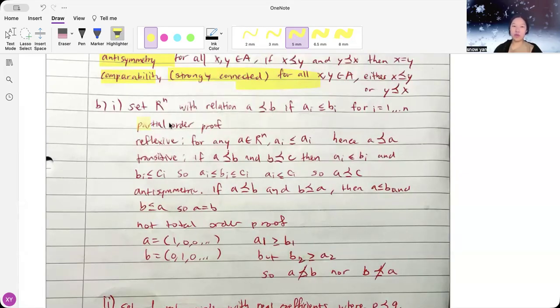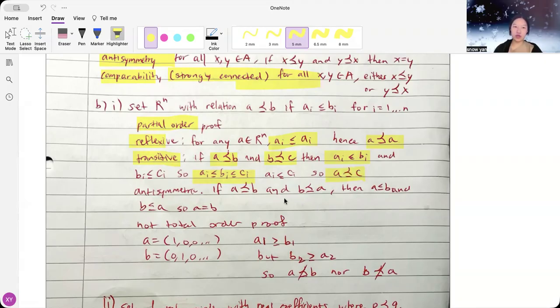So for the partial order proof of the first statement, set R^n with relation A precedes B if each element Ai is smaller than or equal to Bi. Reflexive is true because Ai is smaller than or equal to Ai, because it's equal, hence the statement holds. Next is the transitive property. Transitive means that if A precedes B and B precedes C, then each element Ai is smaller than or equal to Bi and Bi is smaller than or equal to Ci. So Ai is smaller than or equal to Ci, so A precedes C.